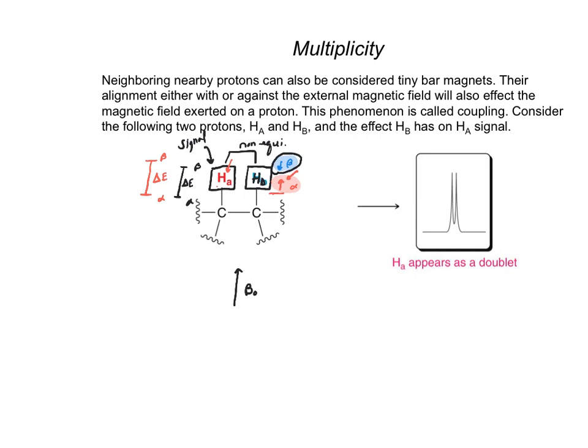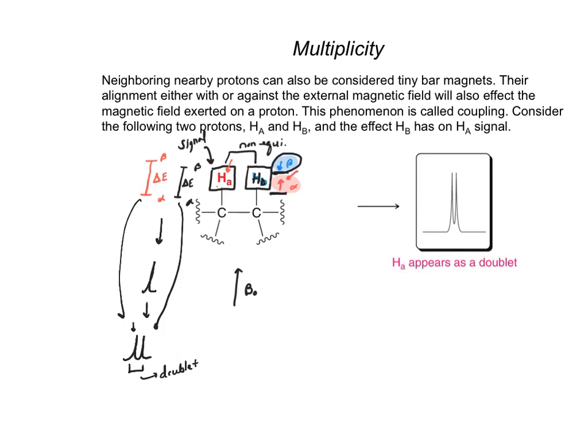HA is either near an HB that is aligned with the field, or it's near an HB that is aligned against the field. And so because of that, instead of getting just one signal, one peak, we're going to get that peak split into two, slightly higher downfield and slightly lower downfield. One has a little bit higher energy state, and one has a tiny bit lower energy state. And so because of this, we get what is called a doublet, because there are two possible outcomes.